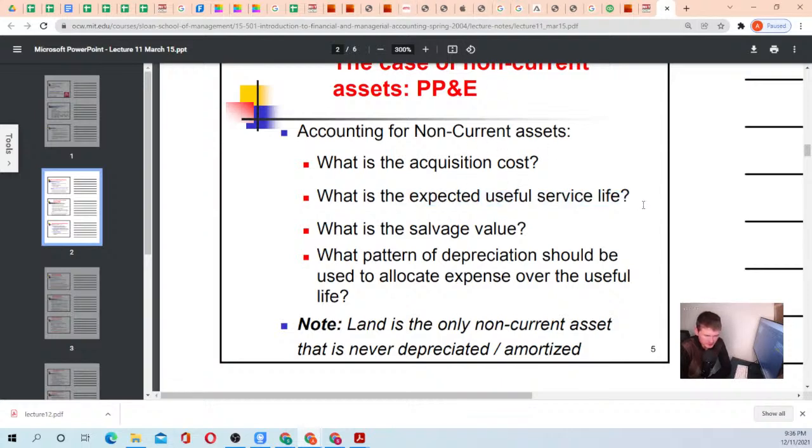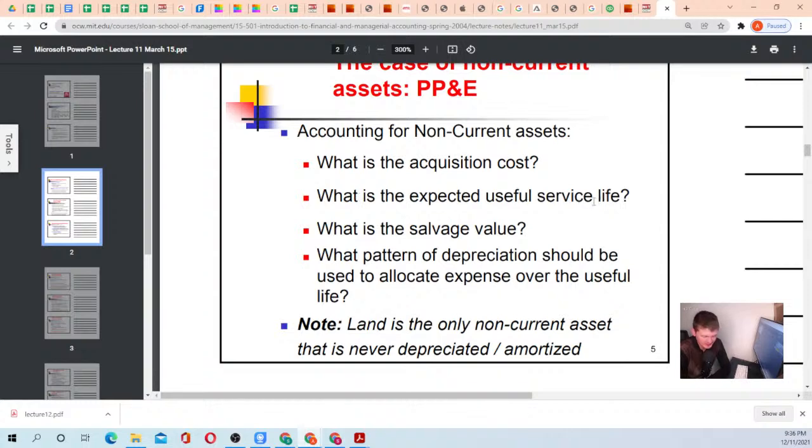What is expected useful service life? That one will require your judgment. You will need to figure out for how long you expect to use that asset. Usually companies have various policies in place when they buy, sell and use multiple similar pieces of equipment. They will have a policy regarding what our expected useful life is.